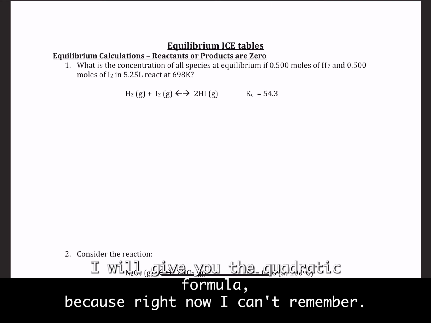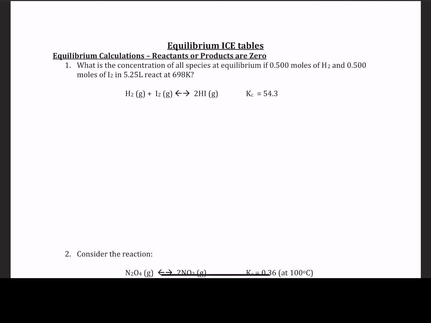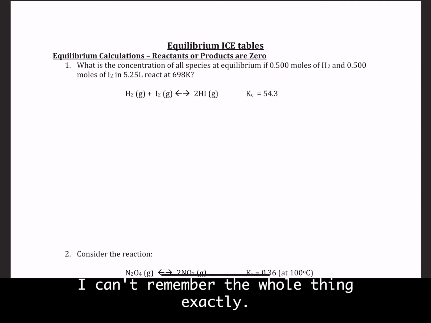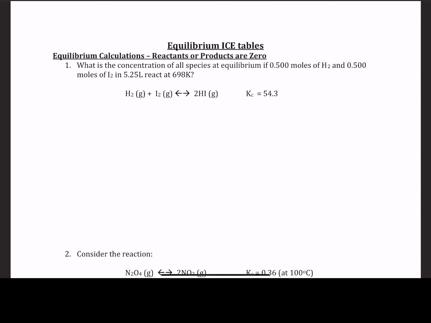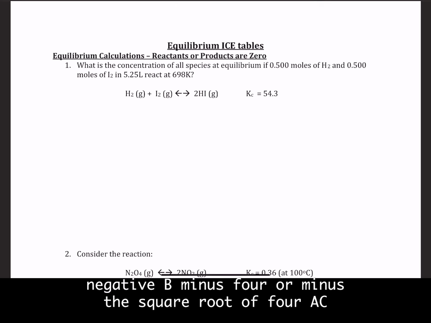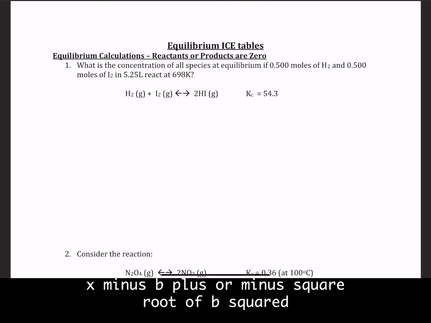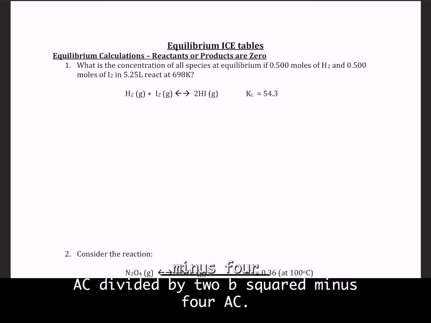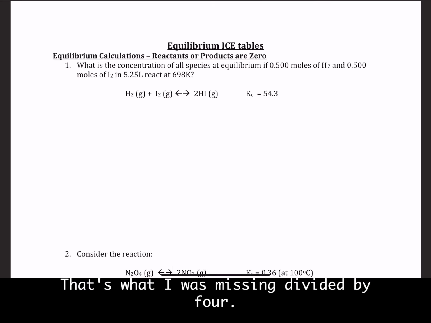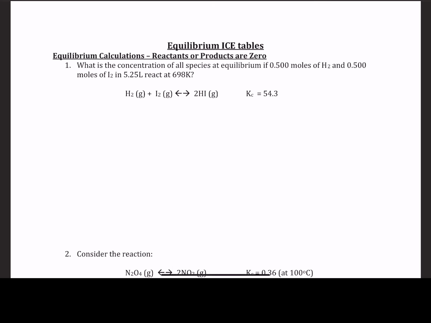On any test I will give you the quadratic formula, because right now I can't remember the whole thing exactly. Is it negative b minus 4 or minus the square root of 4ac? It's minus b plus or minus the square root of b squared minus 4ac, divided by 2a. B squared minus 4ac, that's what I was missing. Divided by 2a. So I will give you that.